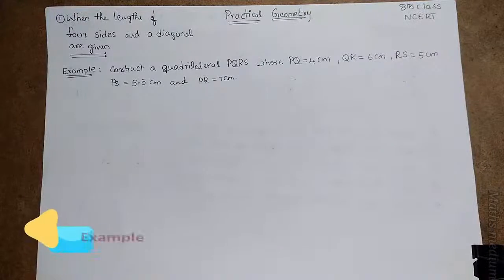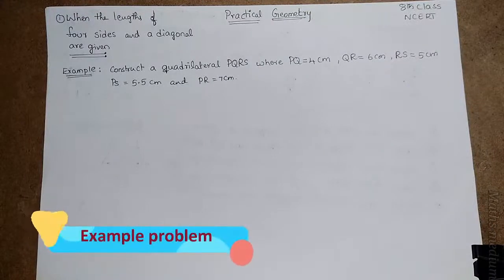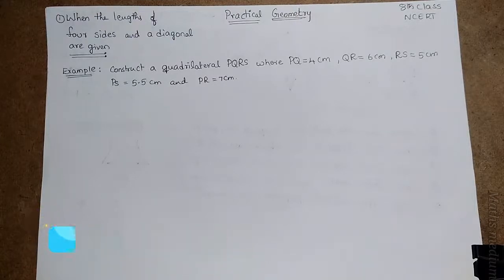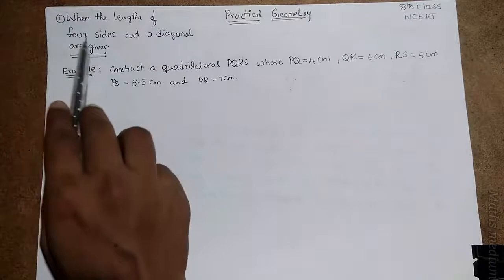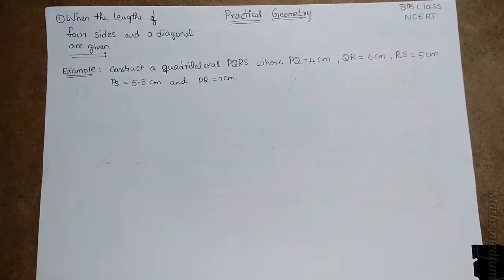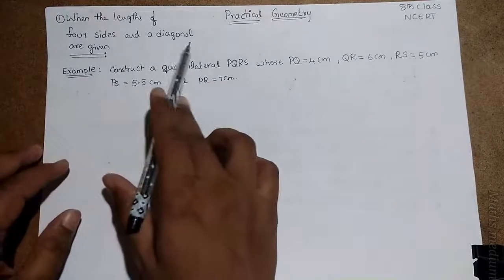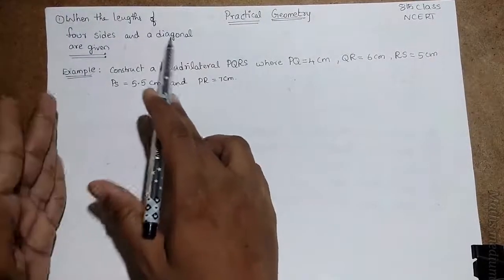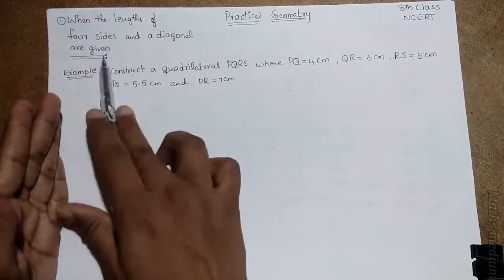Hi, hello, welcome to Maths Medium. Today I came with the topic practical geometry. Here one of the cases of the construction of quadrilateral, that is when the lengths of four sides and the diagonals are given. So by constructing a quadrilateral we have to know the sides and angles and diagonals, but in this case we have four sides and the diagonals are given.